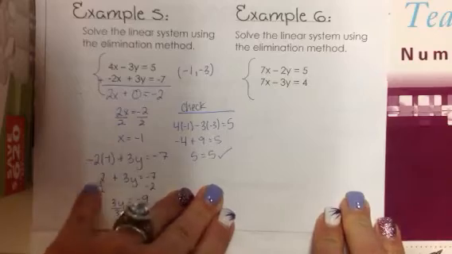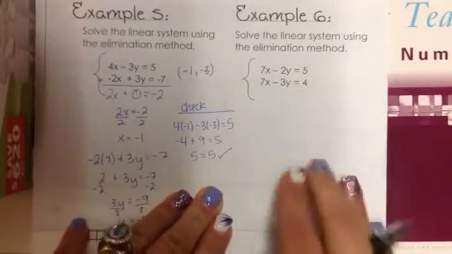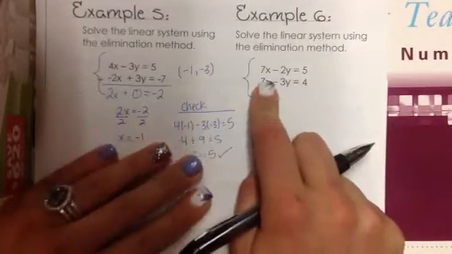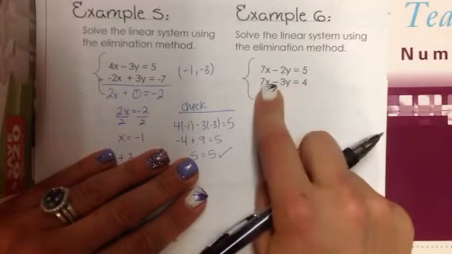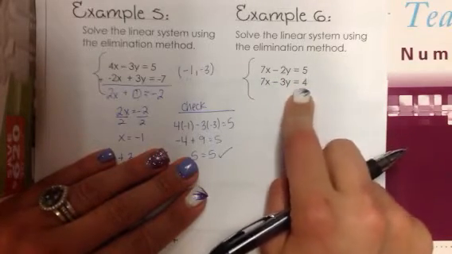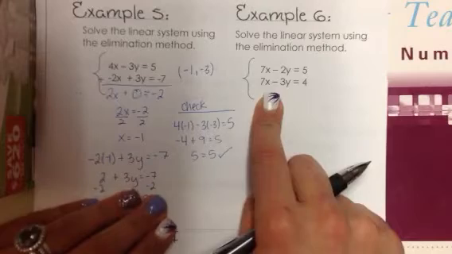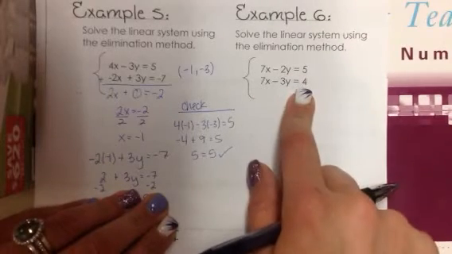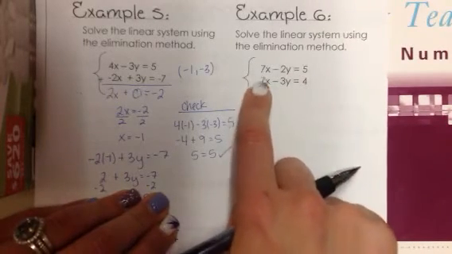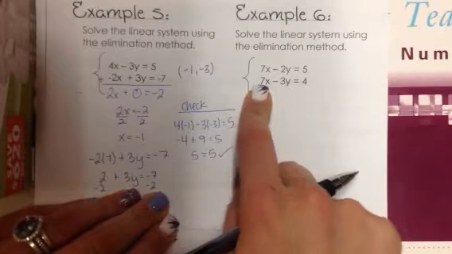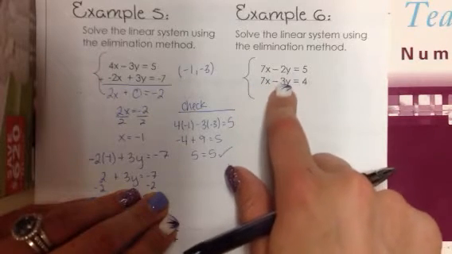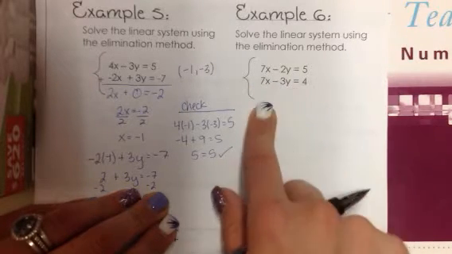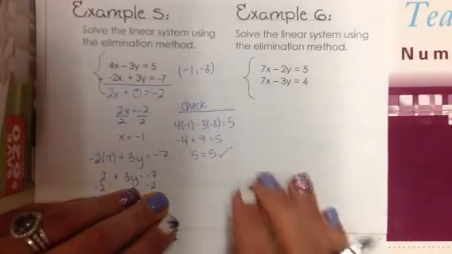Please pause the video and, actually no, don't pause. This one's a little different. So we have 7x minus 2y equals 5 and 7x minus 3y equals 4. If we were to try to add these together right now, nothing would be eliminated. Positive 7x plus positive 7x is 14x. Negative 2y plus negative 3y is negative 5y. So we don't lose a variable there.